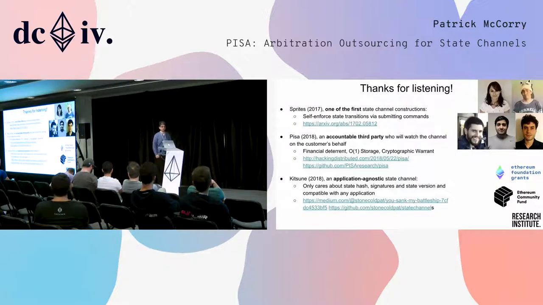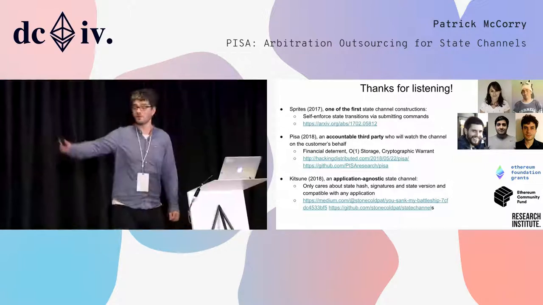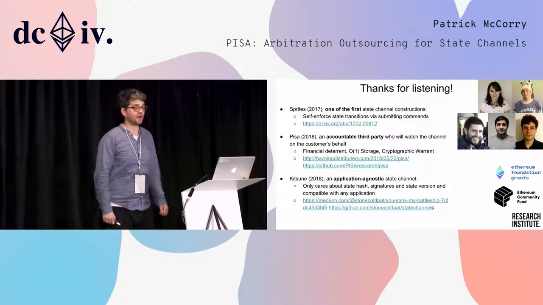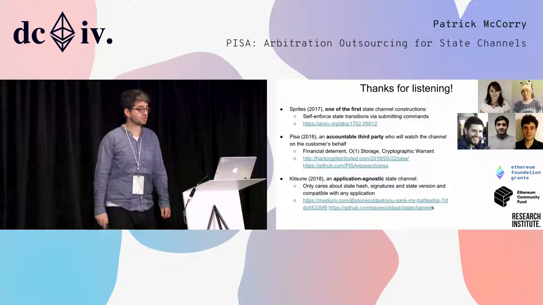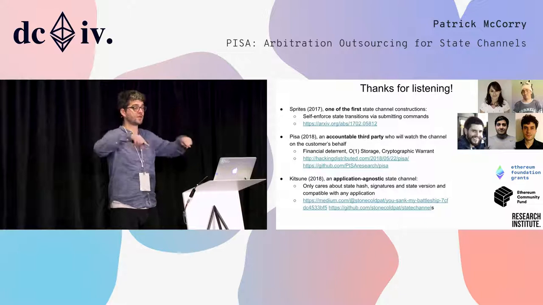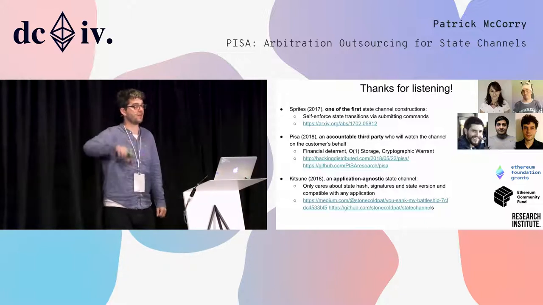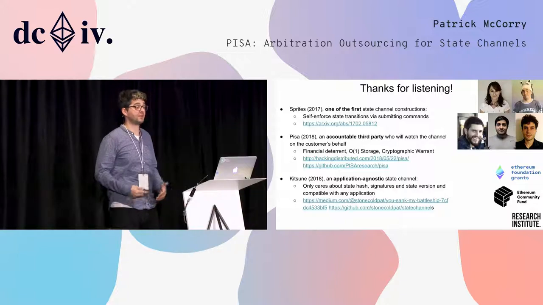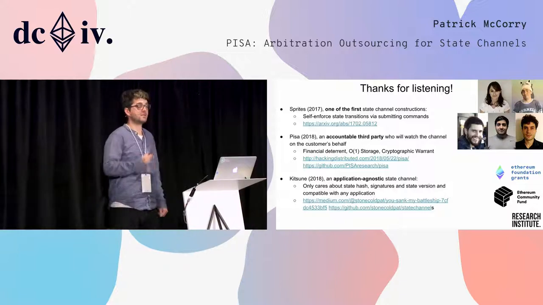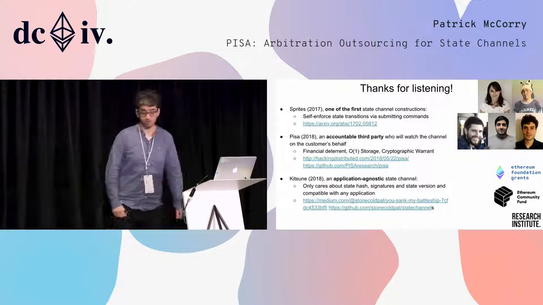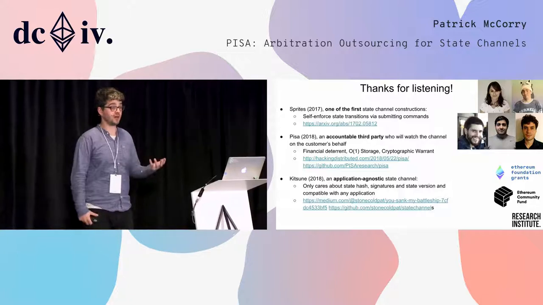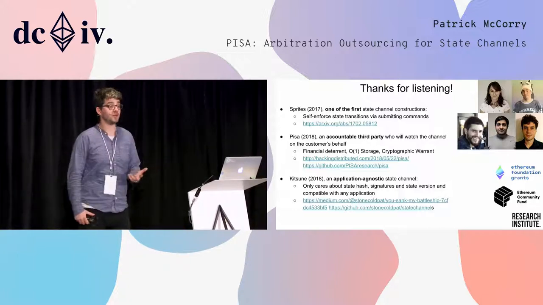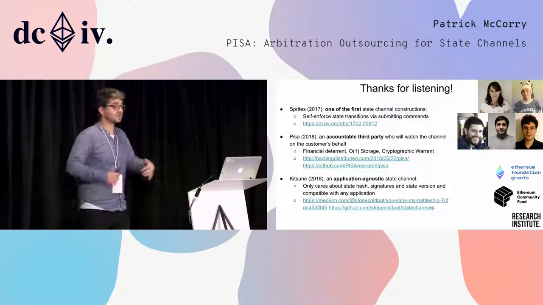So that's pretty much the summary of my talk. What I went over today was PISA, which is the one in the middle, which is an accountable third party. In the past, with Andrew Miller, I worked on Sprites, which was one of the first state channel constructions, where actually it was mostly command focused. During that dispute process, you issue a command and you self-enforce a state transition that way. So the goal there was to ensure the state channel never closes. You just submit commands, and that's how you do your state transitions. And then more recently, I did a case study where we built this two-player battleship game, and we really wanted to empirically evaluate how well state channels work. And we got some lessons from that as well.